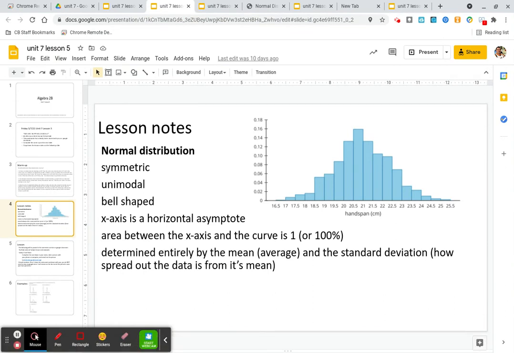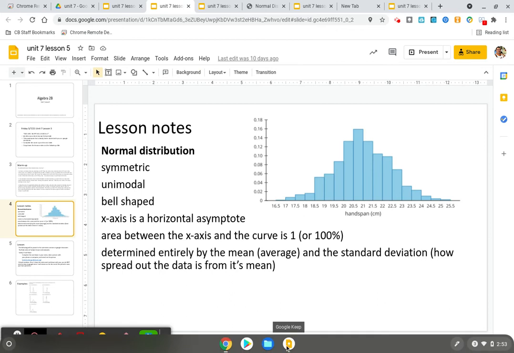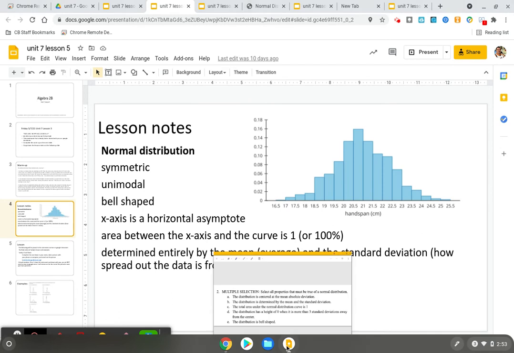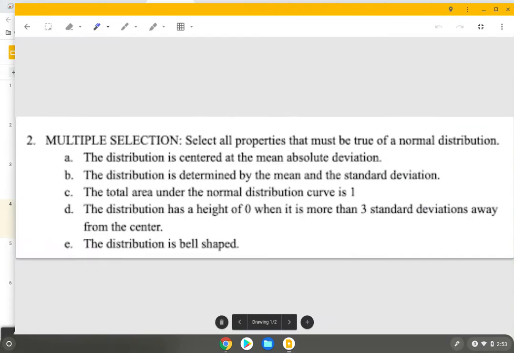Well, it's symmetric, it's unimodal, it's bell-shaped. The x-axis is a horizontal asymptote. The area between the x-axis and the curve is 1 or 100%, and it's determined entirely by the mean and the standard deviation. And you might remember we also noticed that in every normal distribution, the mean is in the center. Okay, so let's look at the choices here.